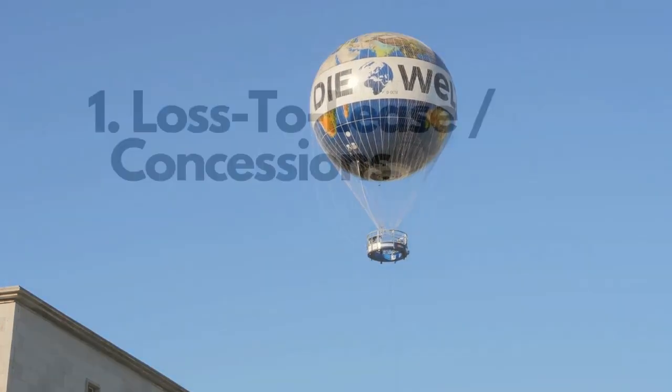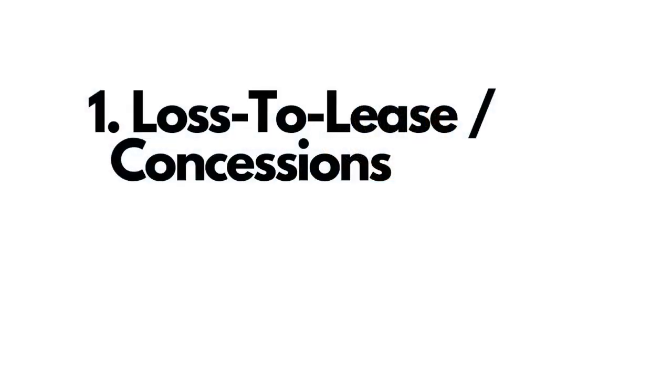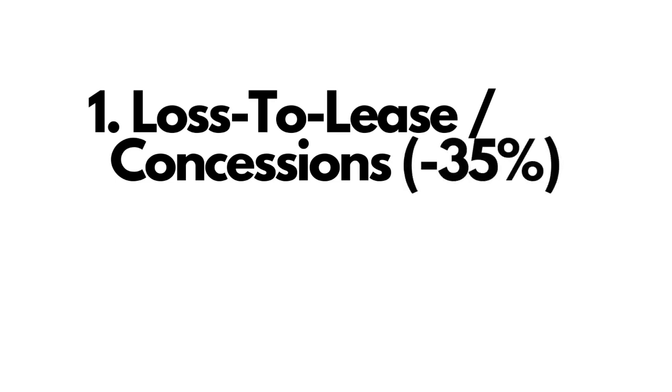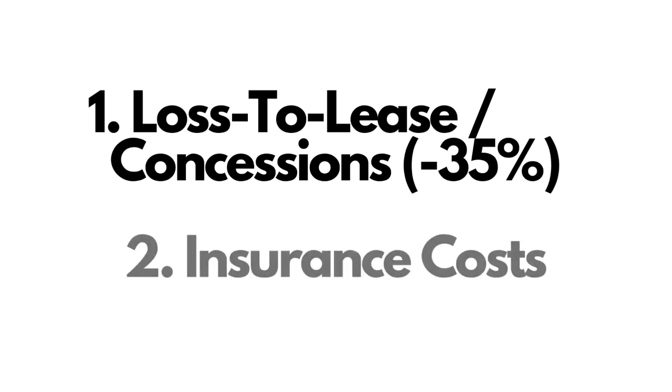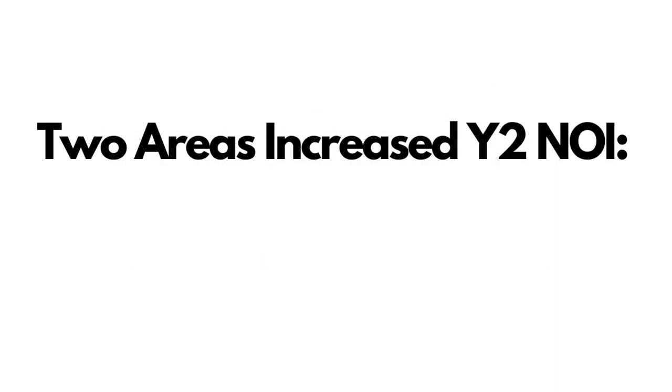So the first area was the loss to lease and concessions, which we projected to decrease by about 35% after the first year with the strong management program we'd already had in place in other assets. But the second item specifically was insurance, which we were going to lower by about 48% in just the first year alone, due to a large blanket deductible and the premium pricing model we had for property insurance coverage as a firm. So these two areas alone raised the NOI for year two by about 16.7%.